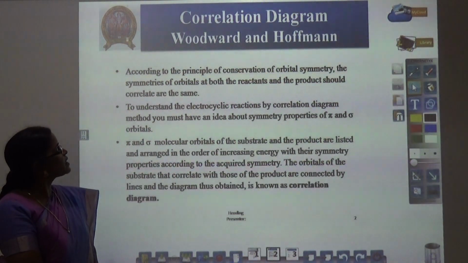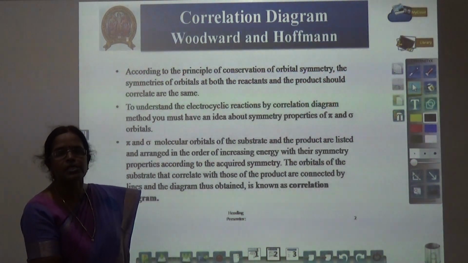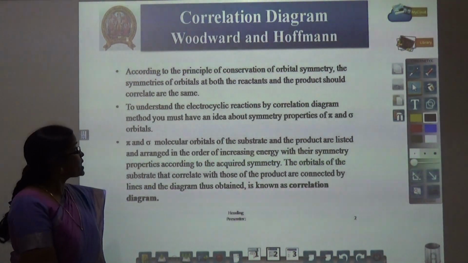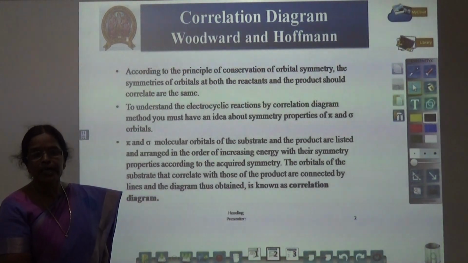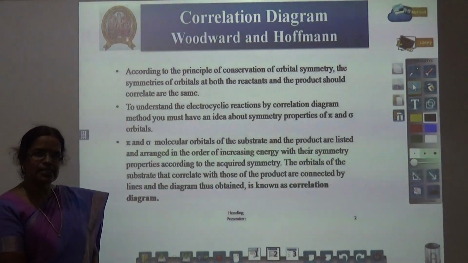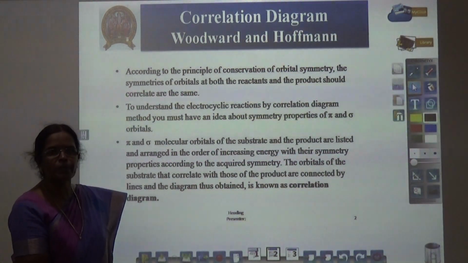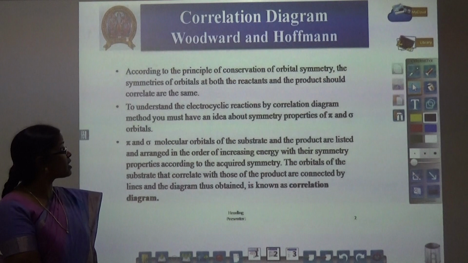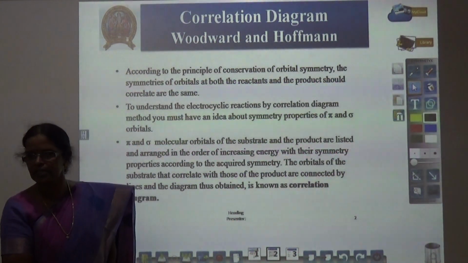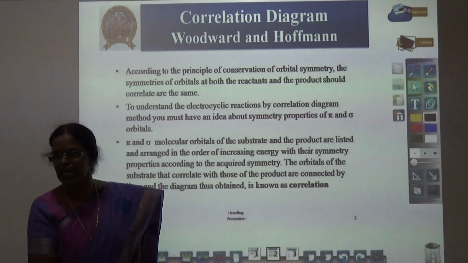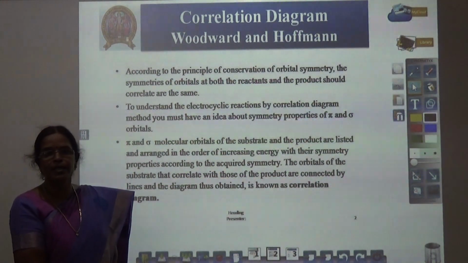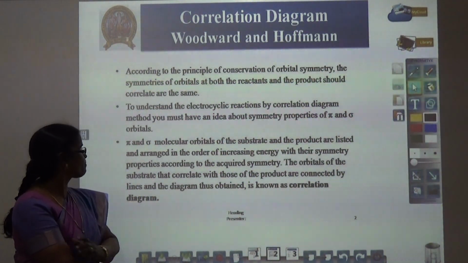What is symmetry? The molecular orbital involved may be a symmetric orbital or an asymmetric orbital. The symmetric orbital of the reactant should be correlated with the symmetric orbital of the product. The asymmetric orbital of the reactant should be correlated with the asymmetric orbital of the product. To understand the electrocyclic reaction by the correlation diagram method, you must have an idea about the symmetry properties of pi and sigma orbitals involved in that reaction.